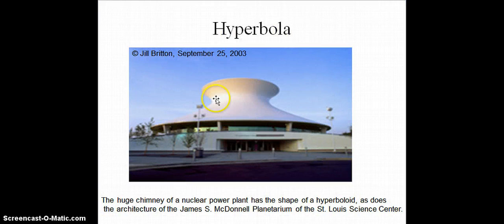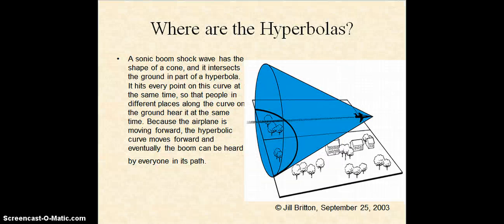Where do we see them? We see that in architecture. We also see it in nuclear power plants. The stacks of a nuclear power plant are hyperbolic in shape. When a plane breaks the sound barrier, it actually creates a cone around it that is a shock wave. But when that shock wave hits the ground, it is then being sliced by the ground, so the wave moves across the ground in a hyperbolic pattern.